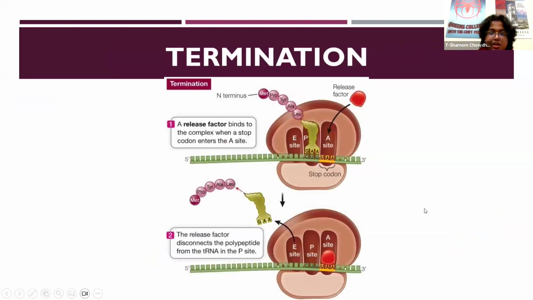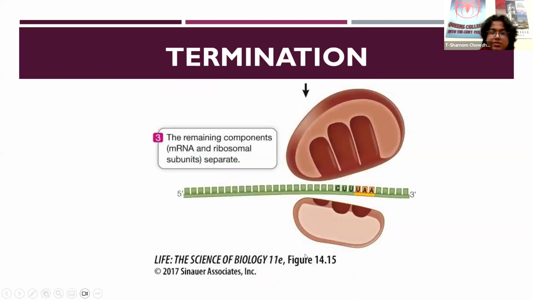It continuously happens until eventually the stop codon is reached. When a stop codon enters the A site, a release factor binds to the A site, and so the polypeptide chain is then released from the P site. And then the remaining components separate because translation is over at this point.